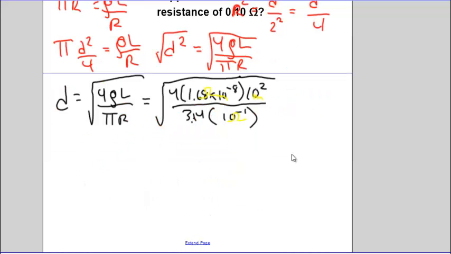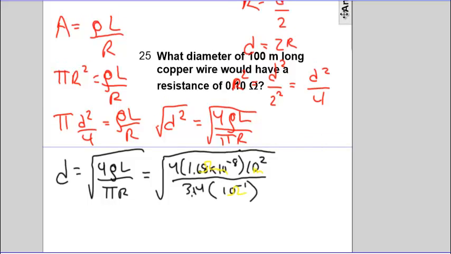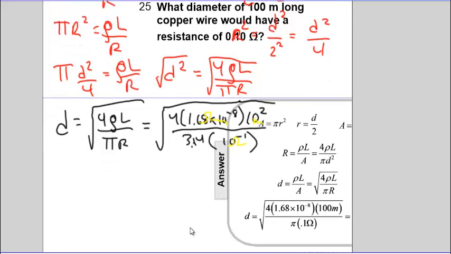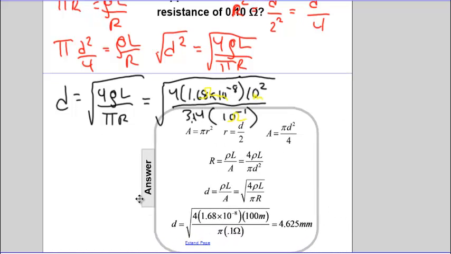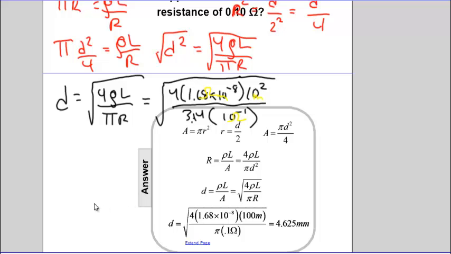So let's just reveal the answer rather than pulling out the calculator and compare the substitution of the numbers in. So again, we have 4, that works. The resistivity of copper, we're good there. 10 to the 2 is 100 meters. Pi, 3.14. 10 to the negative 1 is 0.1. So we end up with 4.625 millimeters. Really, we're going to get an answer in meters and then convert to millimeters.